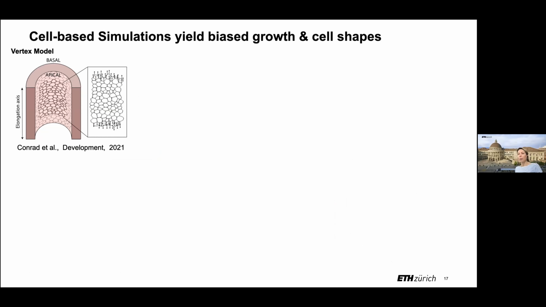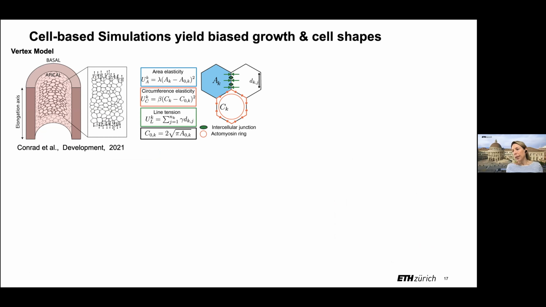And so we use the cell-based model to understand this bias. We use the vertex model, and we can parameterize the vertex model by the measured neighbor distributions and area distributions. I'm going to come to that later. It's going to make more sense later on, but let's just say we can parameterize those models based on data. So all the parameters are based on data. We don't have free parameters.